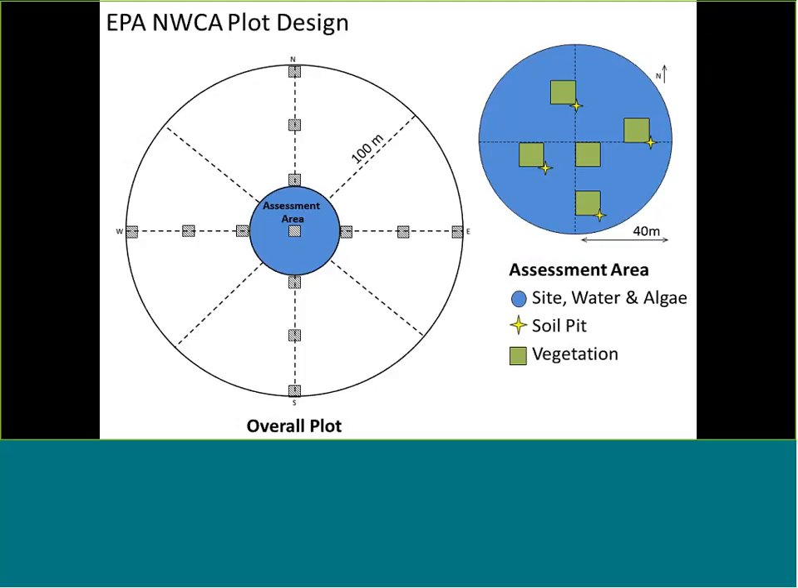So I used the National Wetland Condition Assessment data to construct the metrics. A lot of you are probably familiar with the NWCA protocol, but just to give you a review of the kind of data that are collected. They have a 40-meter radius assessment area, and in that assessment area, we collect information about the site. It's also where the water and algae samples come from. And then there are 4 soil pits where you characterize the soils and also collect samples for later analysis. And then vegetation plots that are 100 square meter plots where vegetation data is collected.